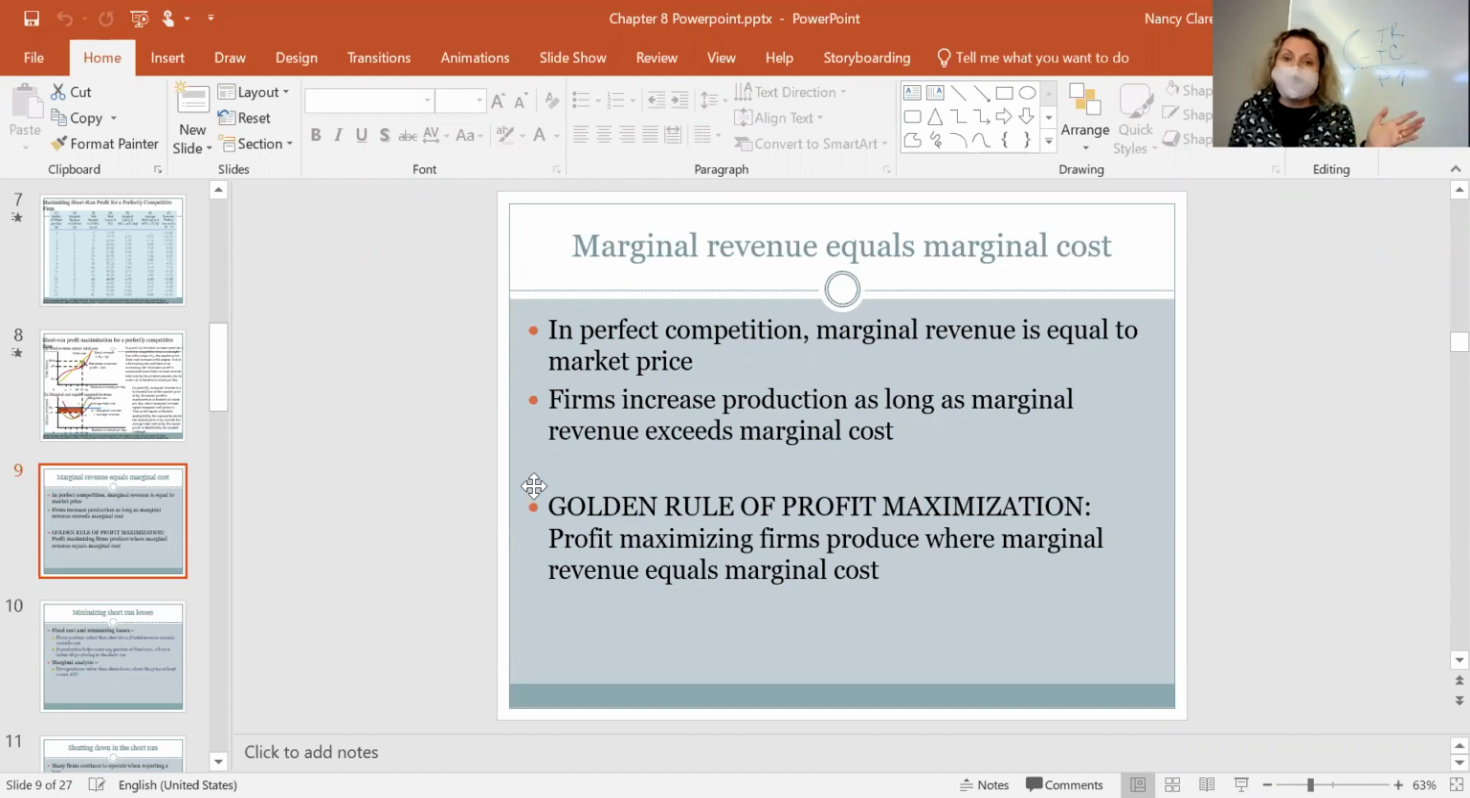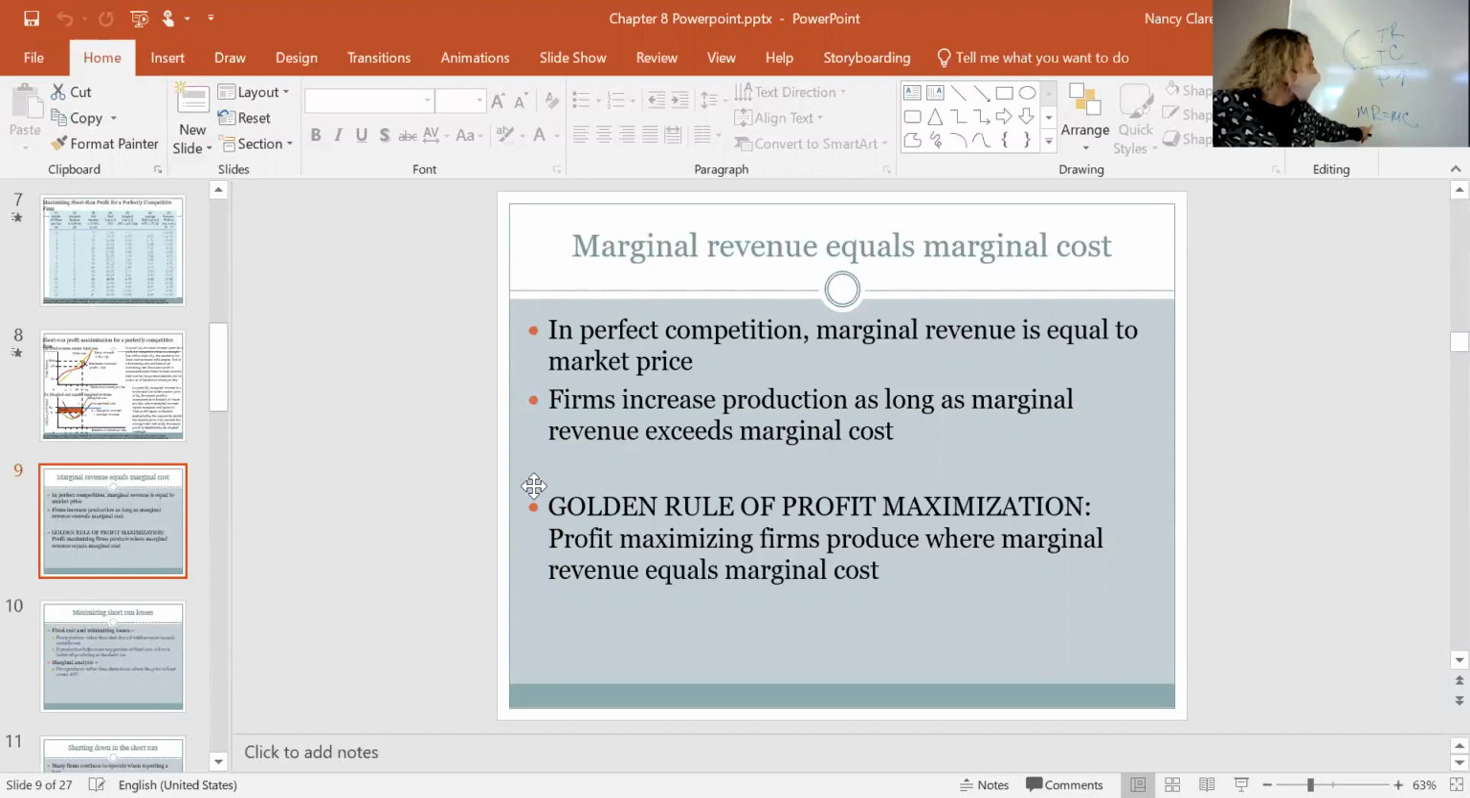I made the mistake many years ago of implying that you should all go get tattoos that say MR equals MC, because that's how I refer to this, right? MR equals MC. And then someone did it. So I'm not going to joke about that anymore.